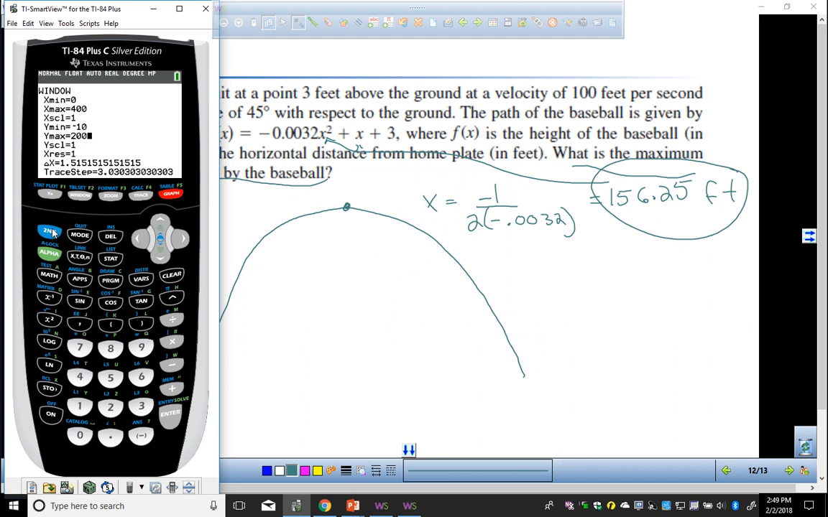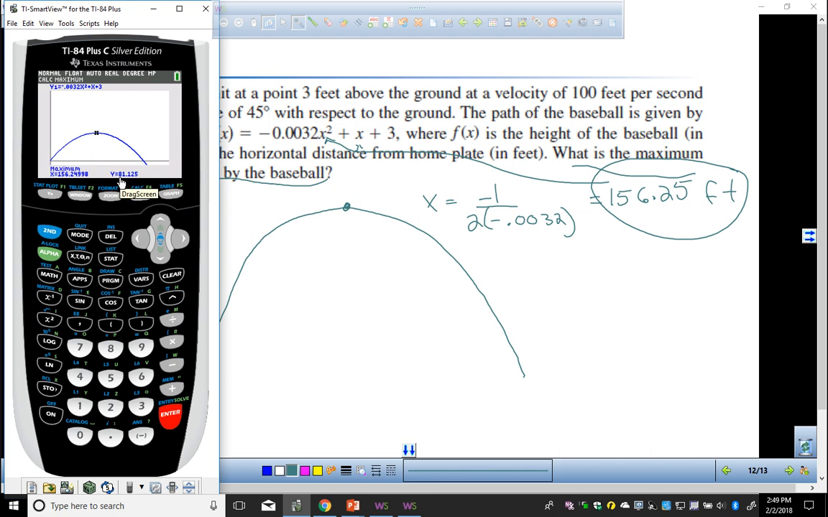You could go second calc, which is above trace. And you could go maximum 4. And it'll say left bound. You go over to the left. You hit enter, right? And it'll say right bound. Have you guys done this before? Right bound, you hit enter, and then it'll say guess, and you guess somewhere in between, and it gives 156.25, comma 81.125 feet. That's how high it goes.